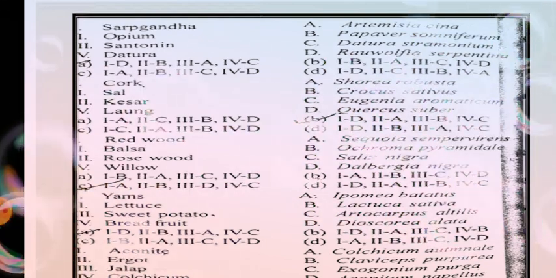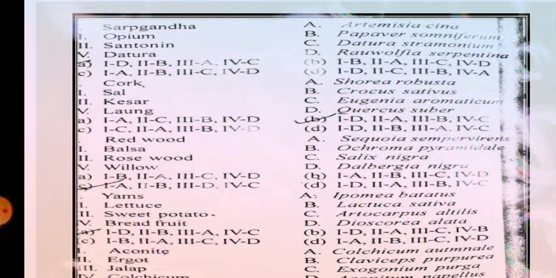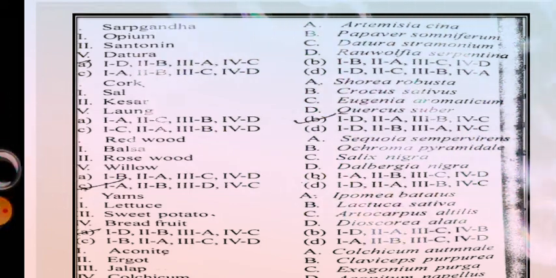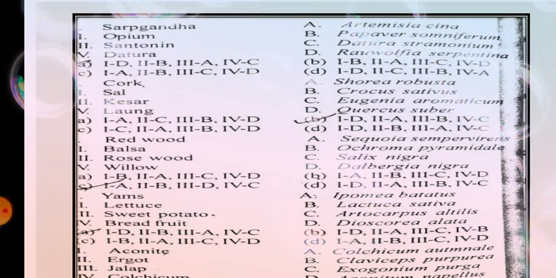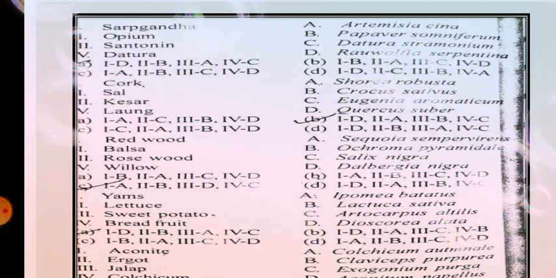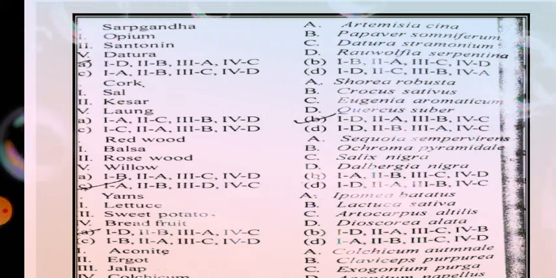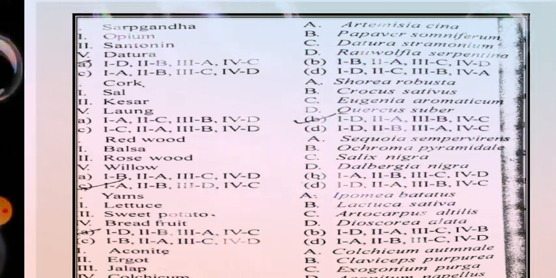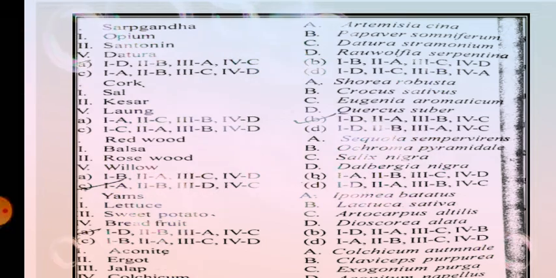Then the second one is the cork, or option number 1. Option number 1 is the cork. Cork is matched with the D, that is Quercus suber. So B is the correct answer.